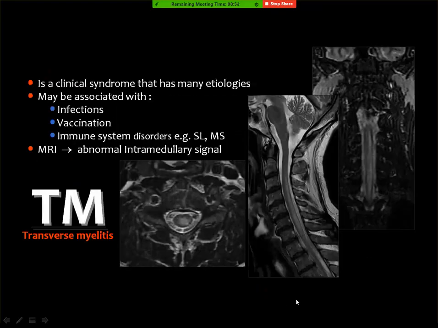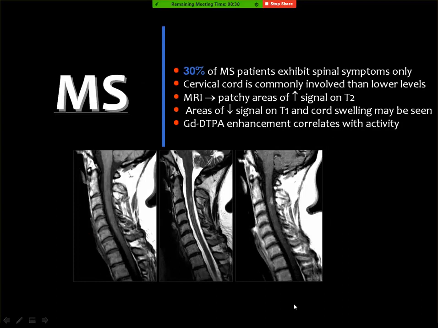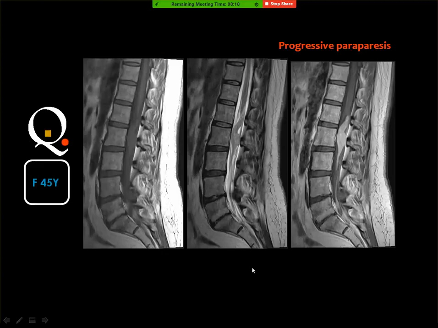What are the causes of transverse myelitis or the causes of abnormal signal inside the spinal cord? Infection, autoimmune disease, and MS. Yes, a lot of lesions, and this is just an example of an MS lesion. It is not seen in the T1 and is seen in the T2, and whenever it enhances, then you consider the possibility of activity, because enhancement of the MS lesions indicates activity.